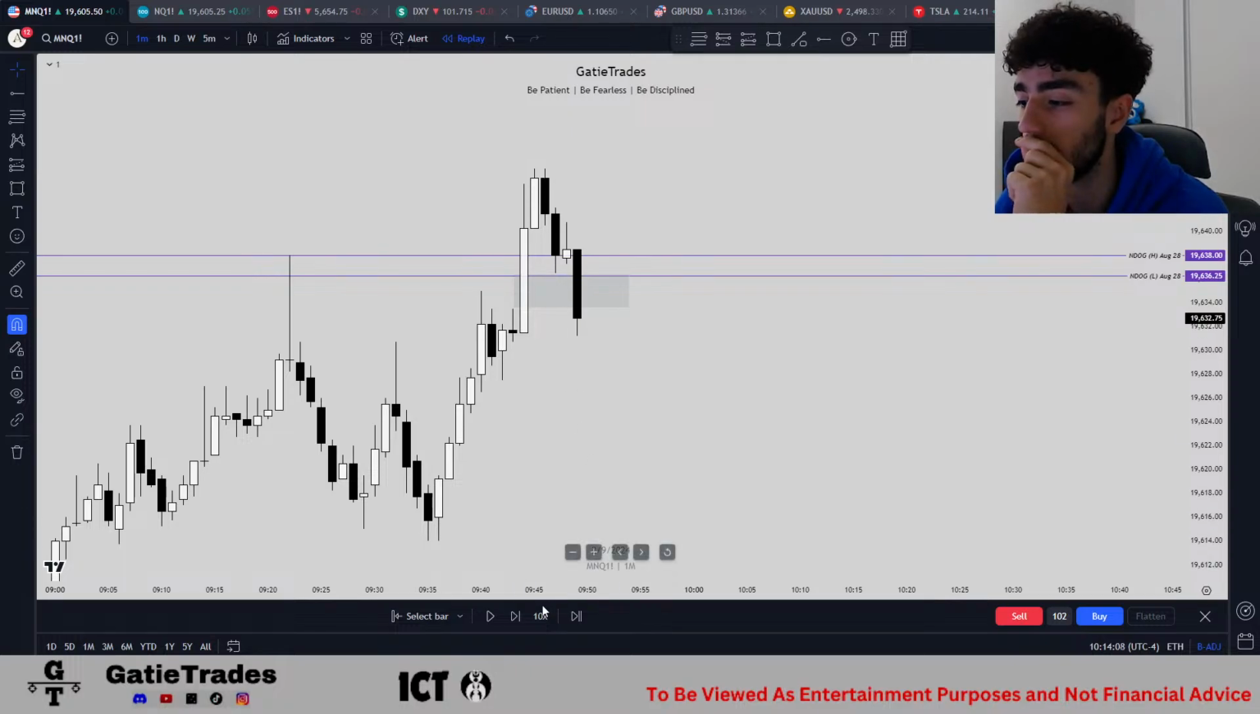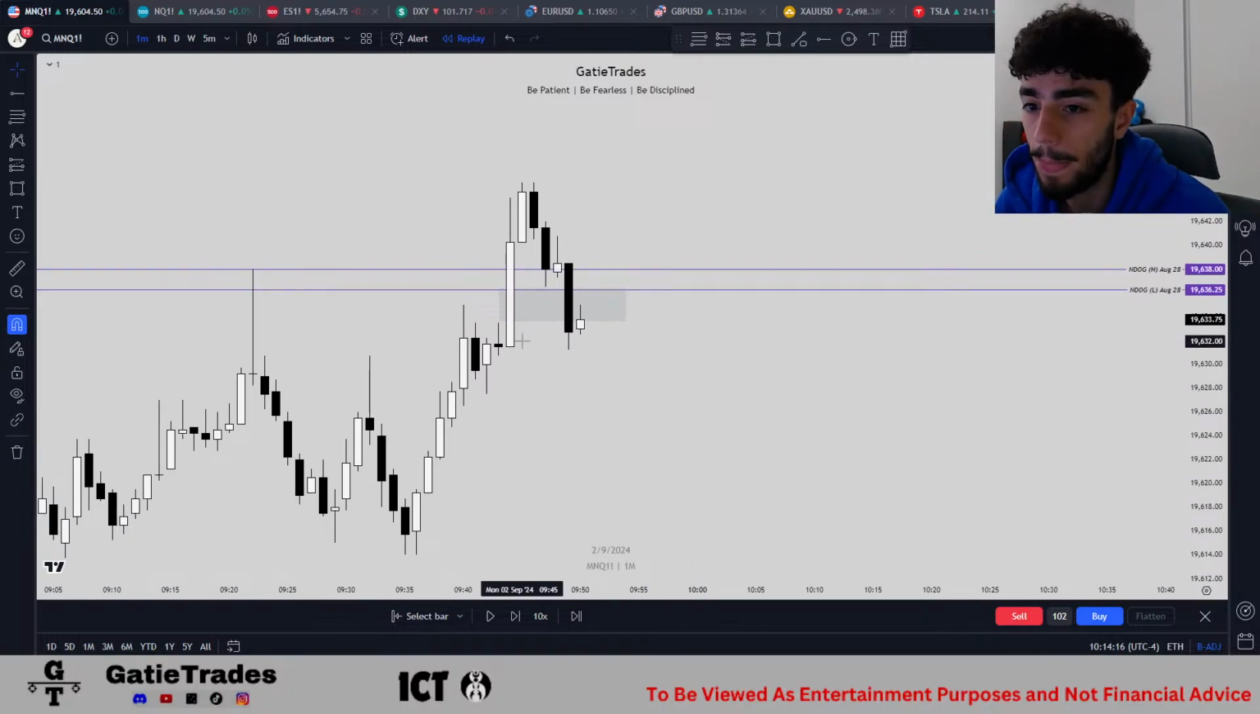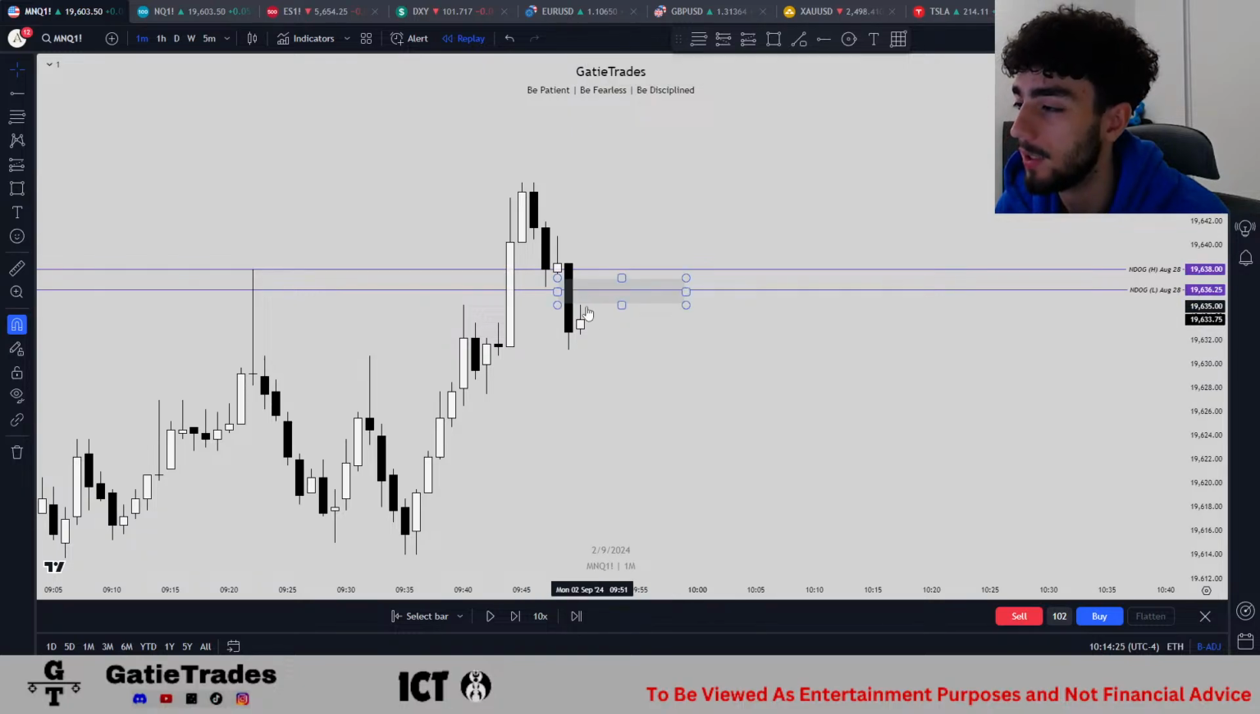This is not a BPR. This is not a BPR. This right here, it's not a BPR. Because, I'll explain why. This is an inversion fair value gap. People do not mark these right. And I was marking them wrong too. This is now a bearish fair value gap. People will do this and say this is a BPR. How is this a BPR?